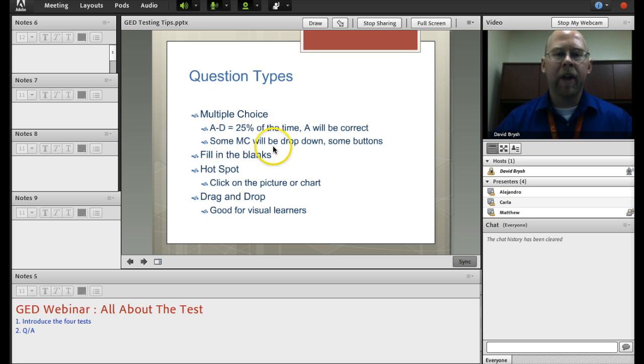Some multiple choice will be like drop downs where you click a button and there will be 4 answers in there, and they'll be kind of longer phrases. Some of them will be like the multiple choice you see on the ACT or on the old TCAPs that you guys used to do, where they're little buttons that you click. For fill in the blanks, they're usually a word or maybe 3 words, so it's a short kind of answer. So they're generally not too long.